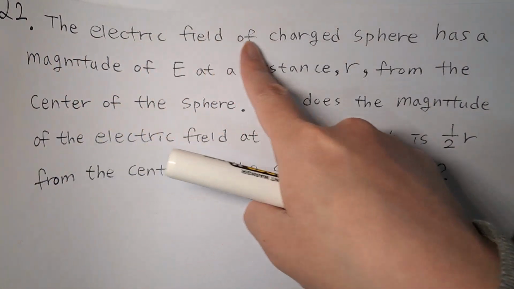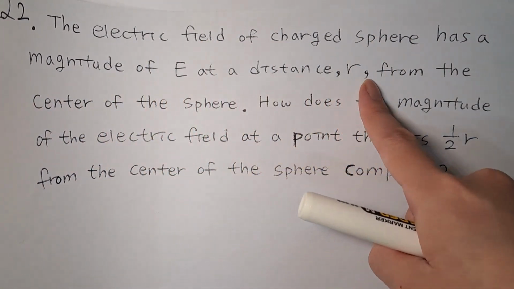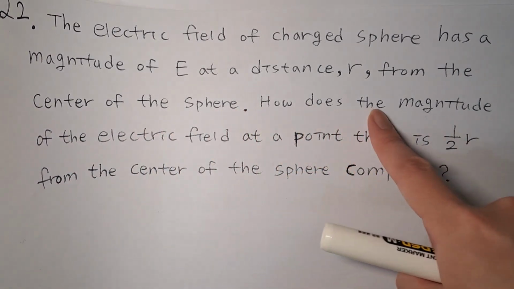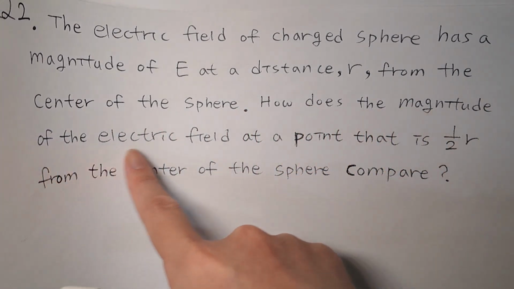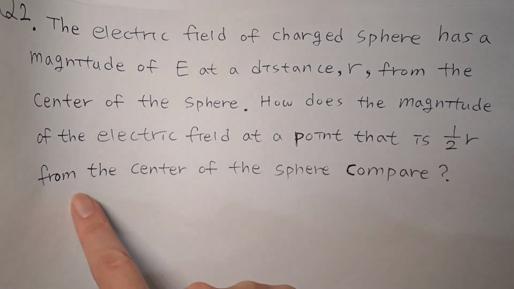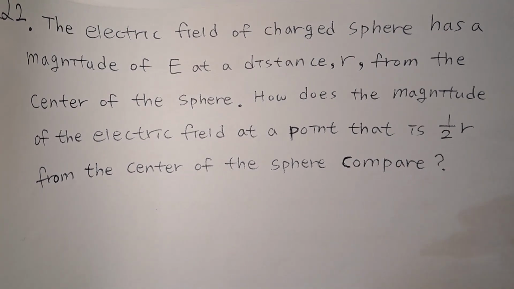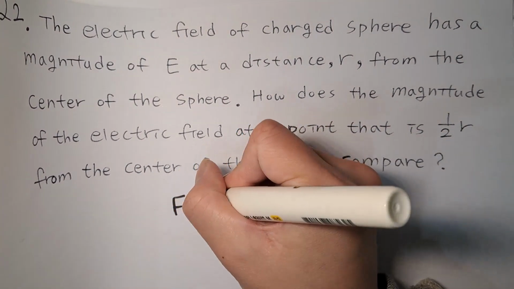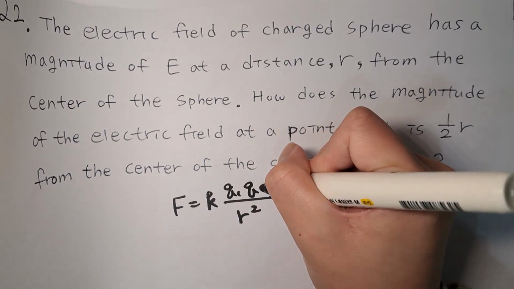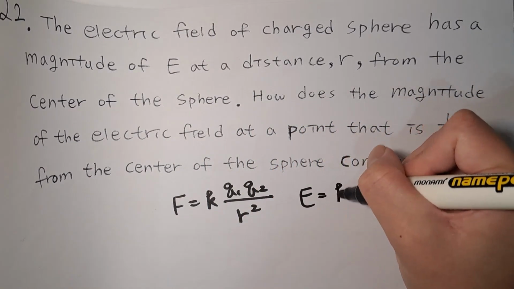The electric field of a charged sphere has a magnitude of E at a distance r from the center of the sphere. How does the magnitude of the electric field at a point that's 1 over 2r from the center of the sphere compare? So we are going to apply this equation.